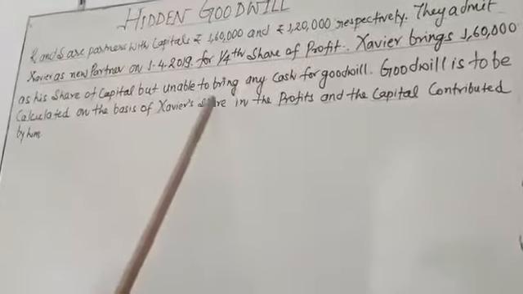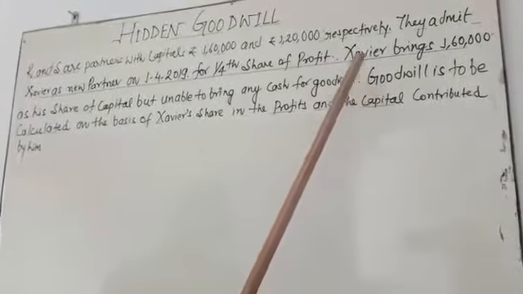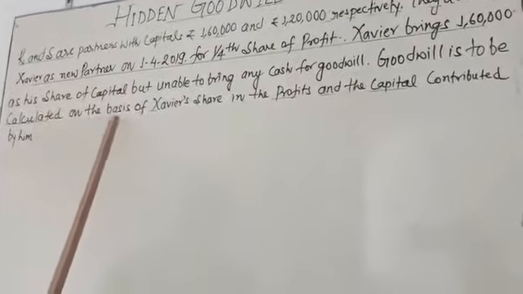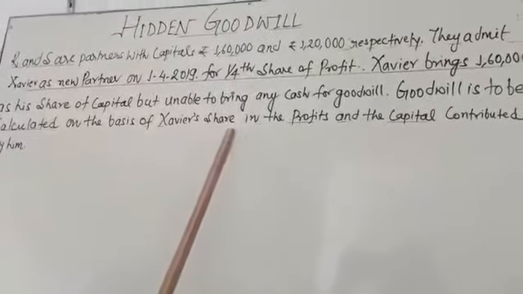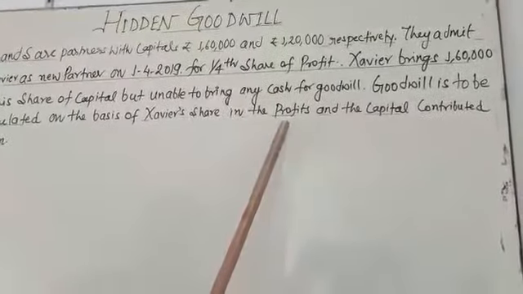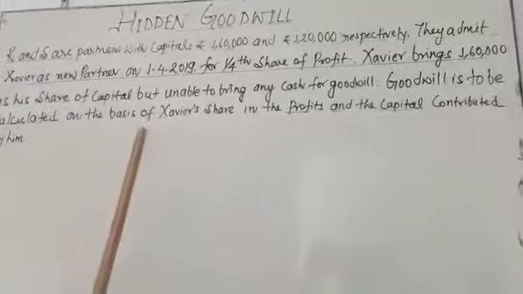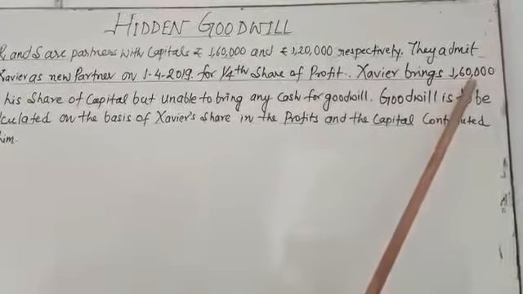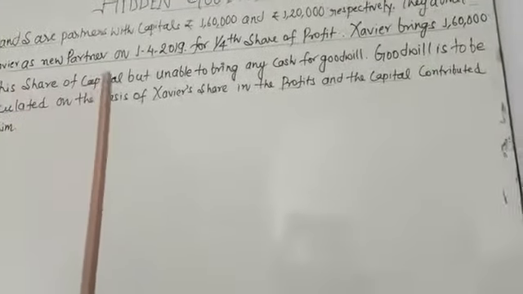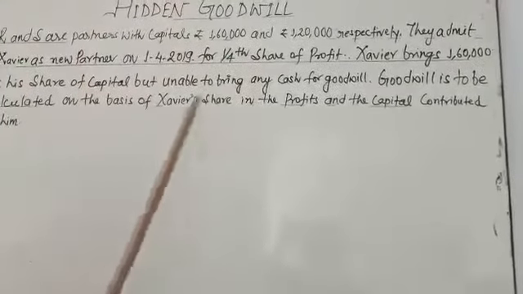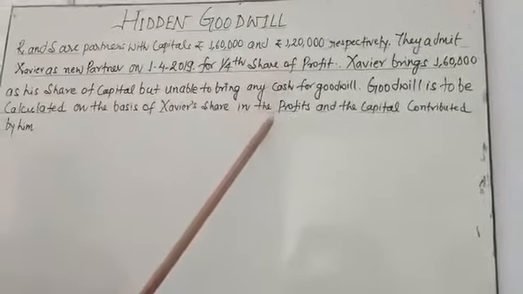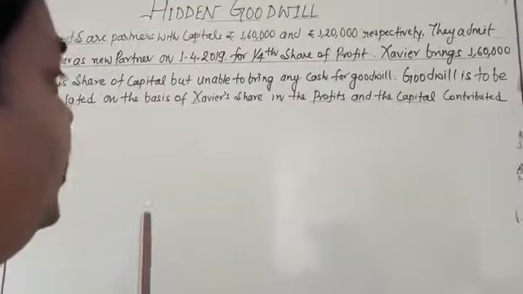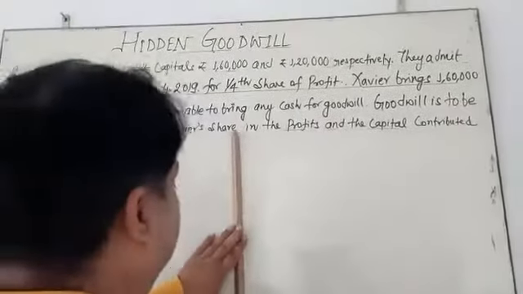So in this type of question, you have to calculate the total goodwill of the firm. It is mentioned here that it is calculated on the basis of Javier's share in the profit and the capital contributed by him. That capital is 1,60,000 and the share is 1/4. You first calculate on the basis of the total capital of the firm. My dear student, we have to do the working note first.